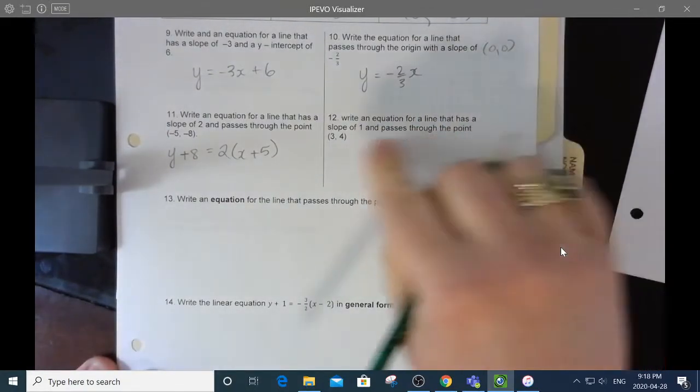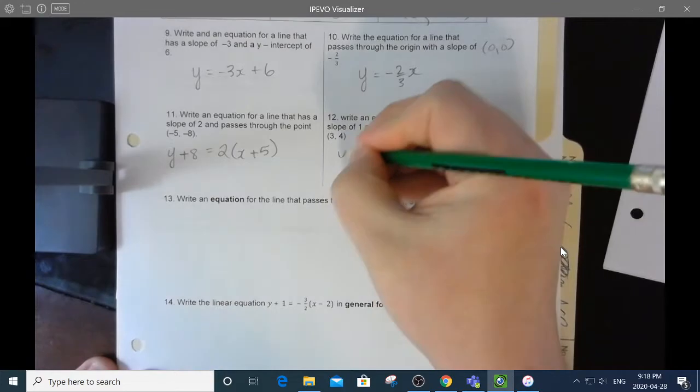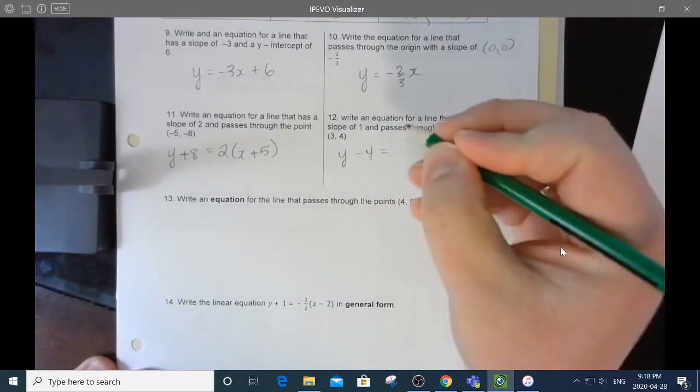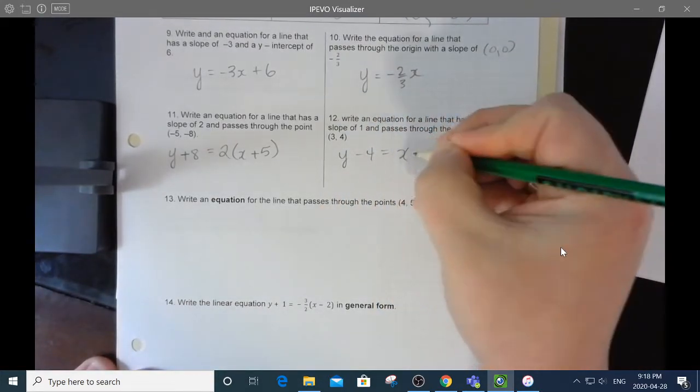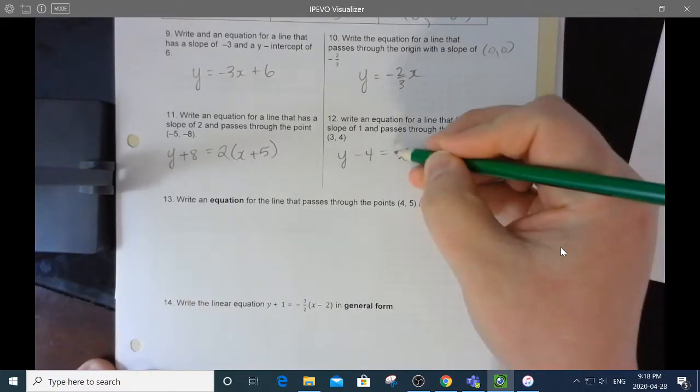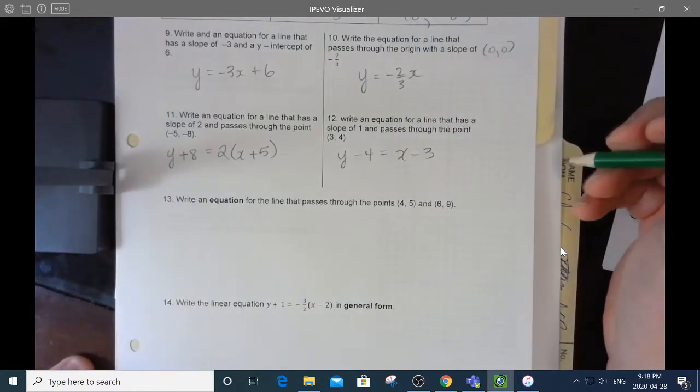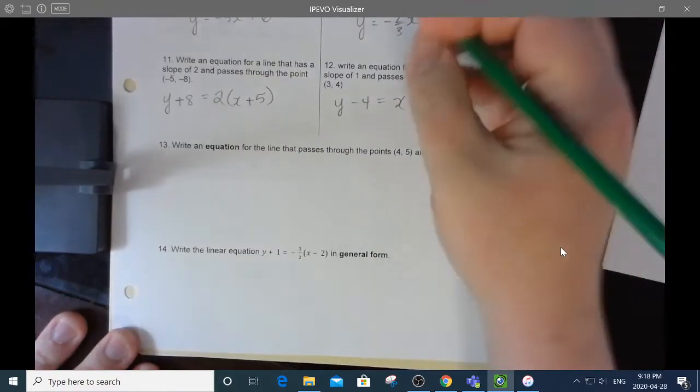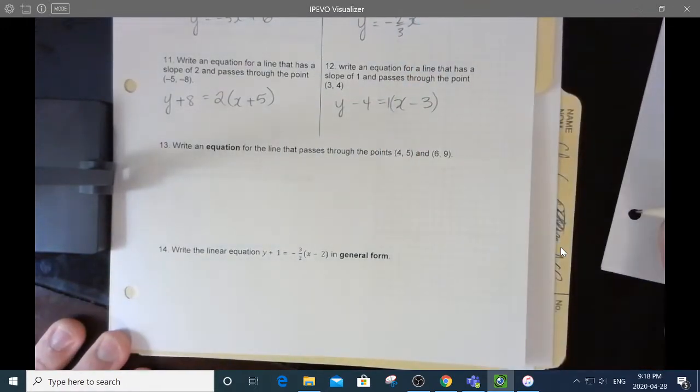Write an equation for a line that has a slope of 1 and passes through that point. So y minus 4 equals 1 times x minus 3. And keep in mind, I don't really need to write a 1 for a slope. It's not wrong if you do that, but it's unnecessary.